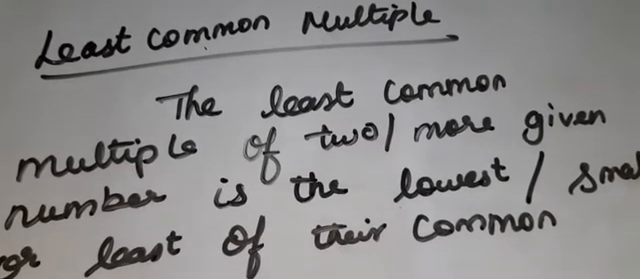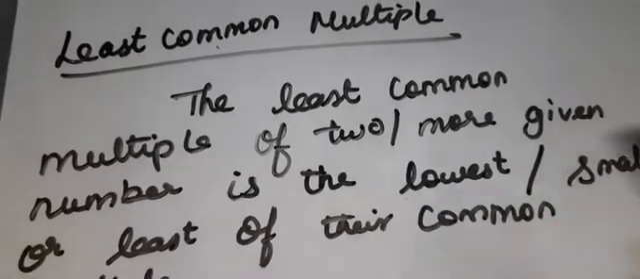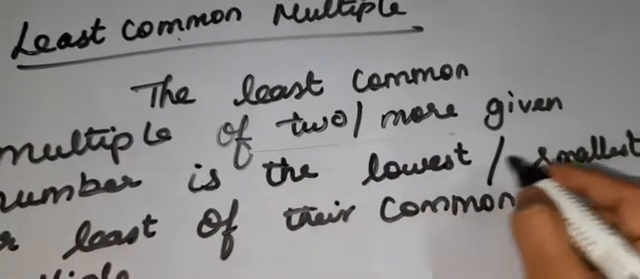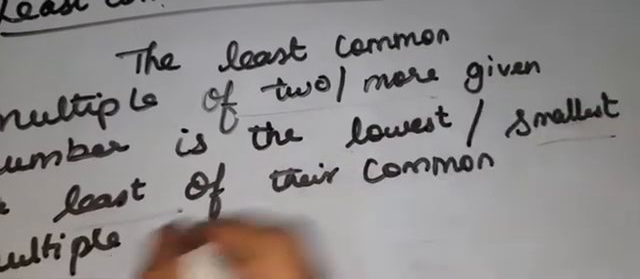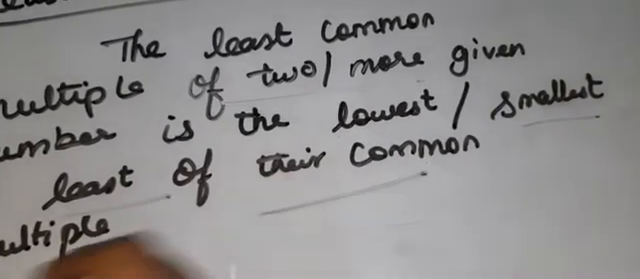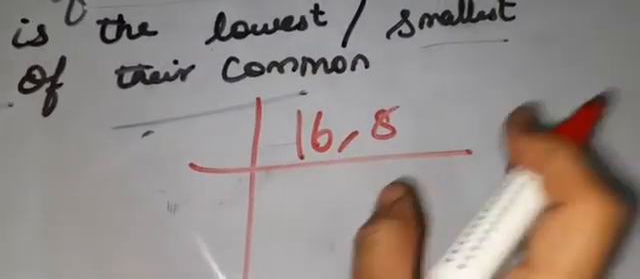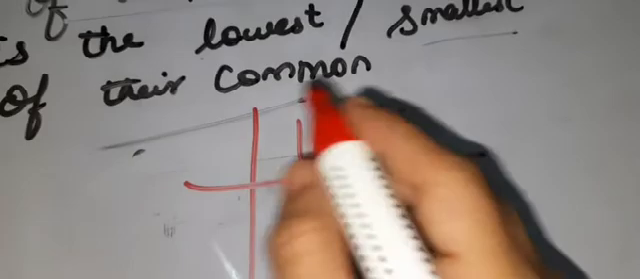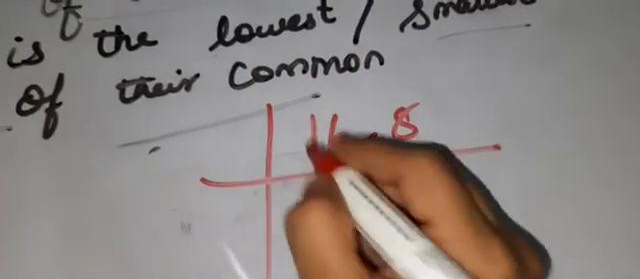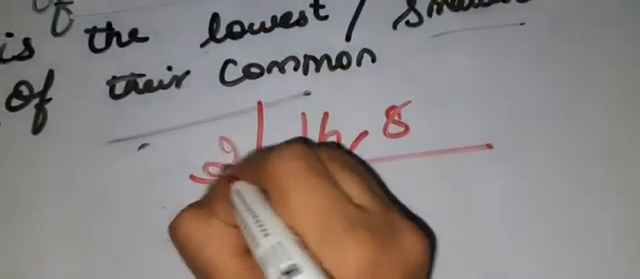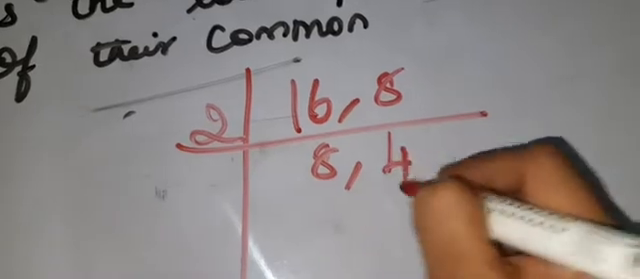So then what is meant by least common multiple? The least common multiple of two or more numbers is the lowest or smallest of their common multiples. Let's take the numbers 16 and 8. Let us find the LCM of the given two numbers by the L division method. These two numbers are divisible by the prime number 2. 2 8s are 16, 2 4s are 8.